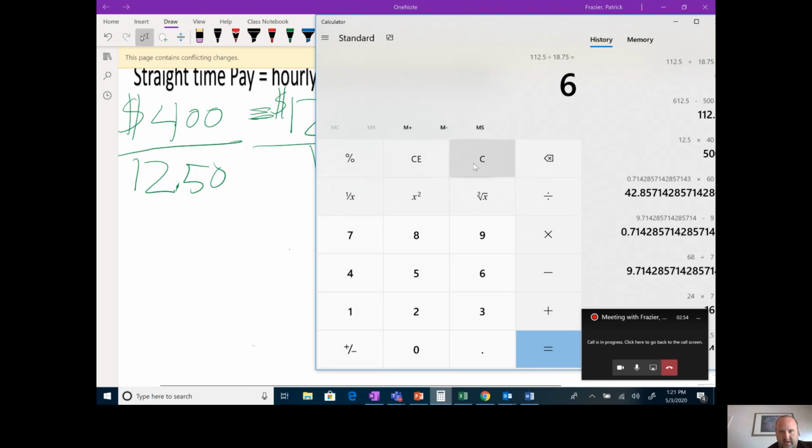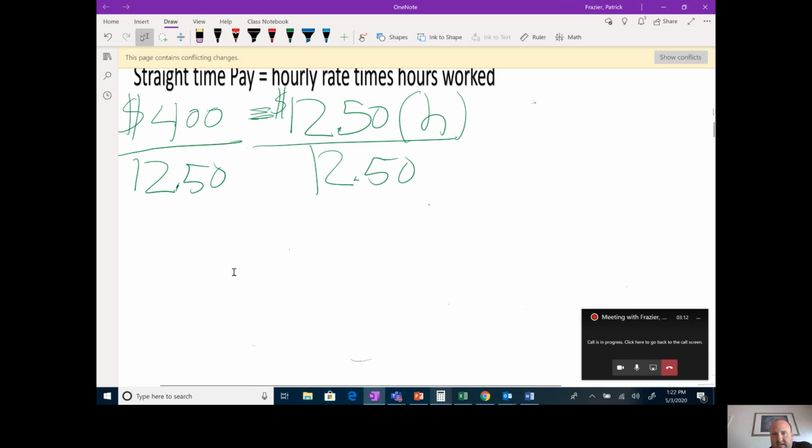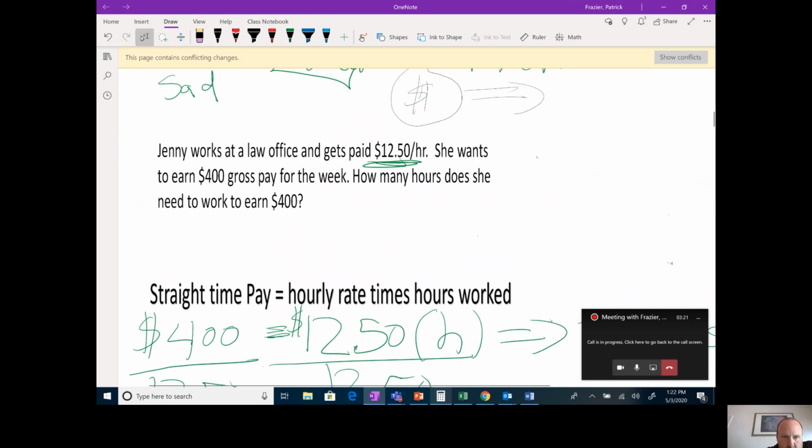Let's pull up our calculator and take 400 divided by 12.50, and that equals 32, and make sure that makes sense. 32 times 12.50 equals $400. All right, so we checked it. The answer is 32 hours.